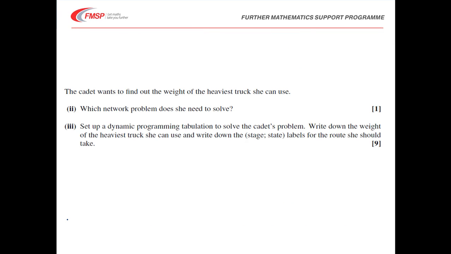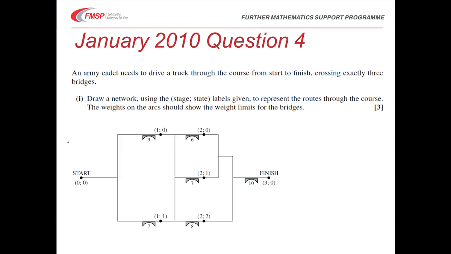And then having done that, it says the cadet wants to find out the weight of the heaviest truck she can use. So which network problem does she need to solve? And then in Part 3, we've got to set up a dynamic programming tabulation to solve the cadet's problem. Write down the weight of the heaviest truck she can use and write down the stage state labels for the route she should take. So let's just see how we're going to tackle this. So the first thing we need to do is to draw a network.